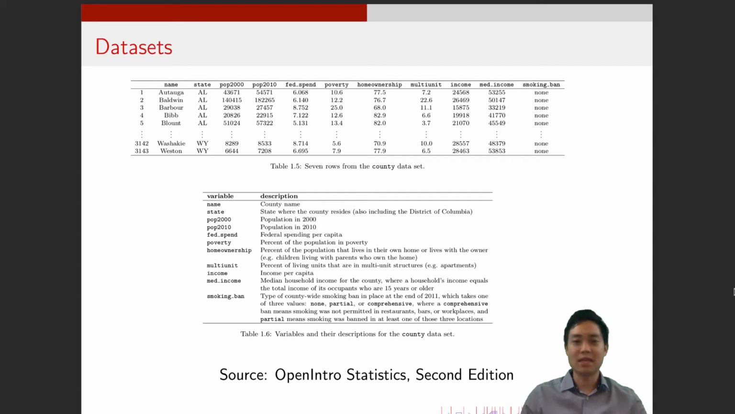This is a dataset that has each county in the US, and it has information like population in 2000, population in 2010, the federal spending per capita, and so on. Basically, this is a way of organizing all of your data. Each row is a county that contains information, and there's the same information about each county shown by the variables.